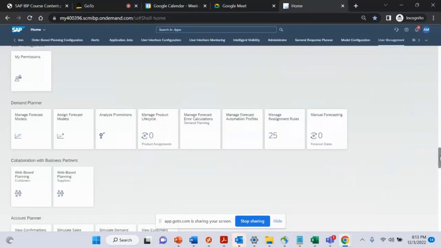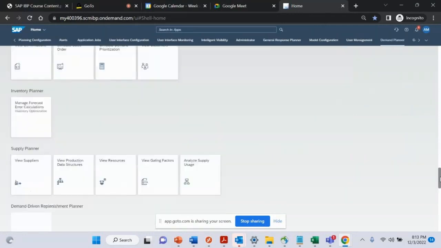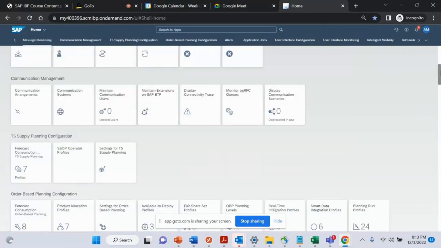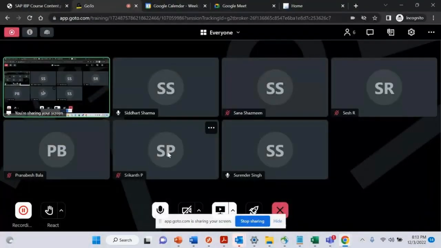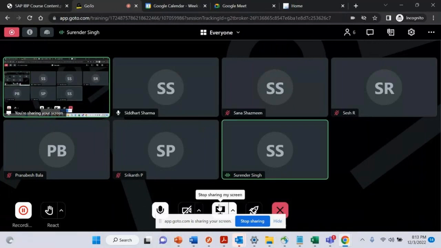In the coming sessions, we will discuss each and every topic. We will go step by step to demand planning and do the steps there, then supply planning, and show how to configure it in the system. Definitely. I see Omkar left, so I am not sure if he has a network issue. Okay, let's start the journey. I hope you will benefit from it. Yes, Sana, over to you.